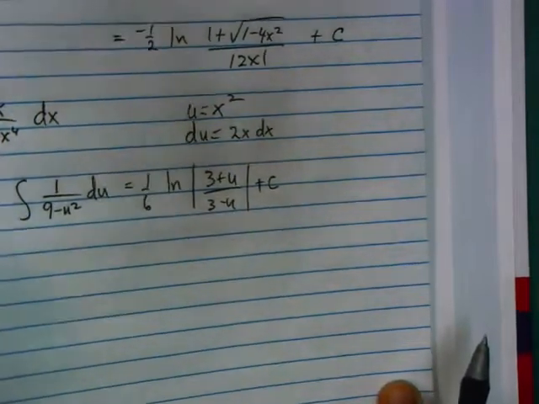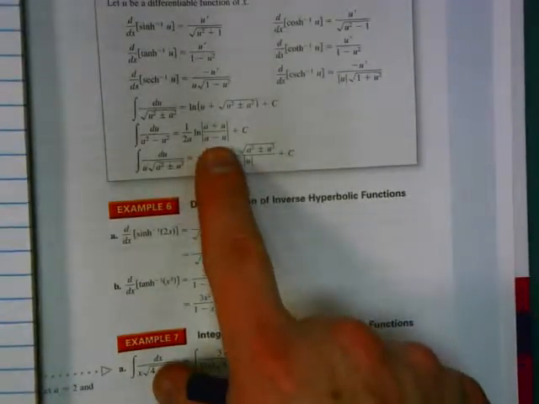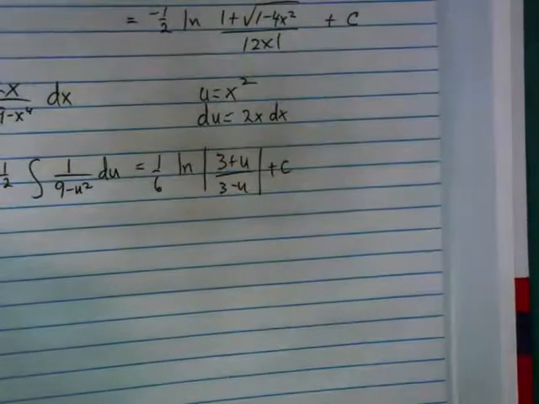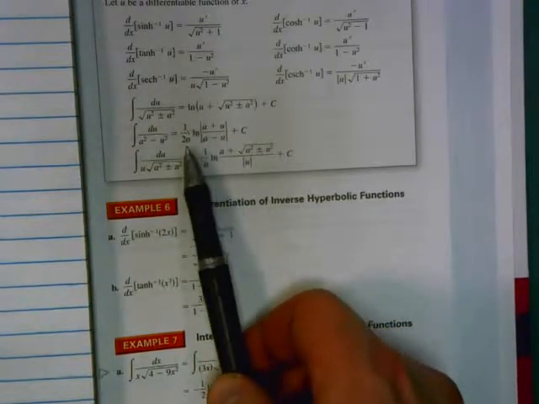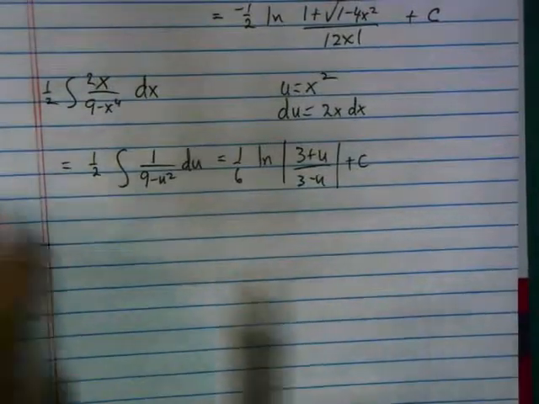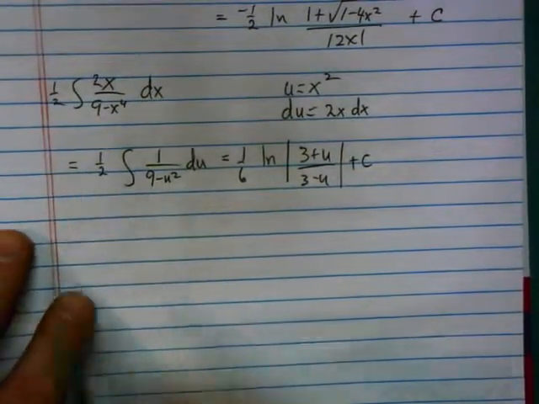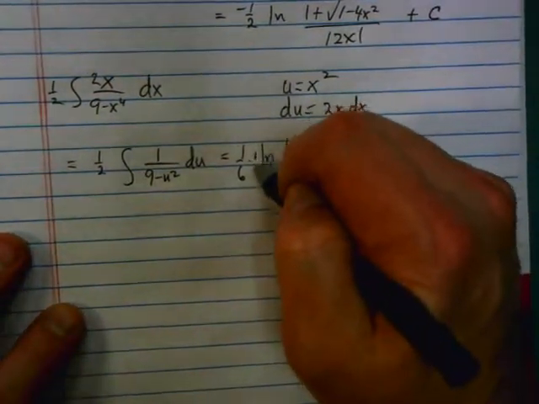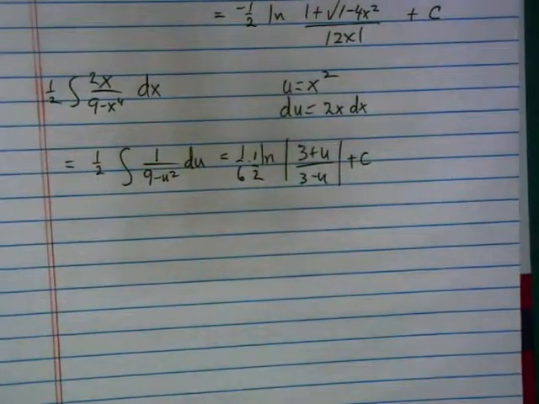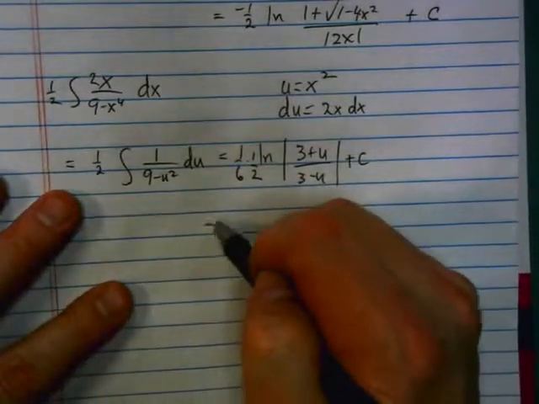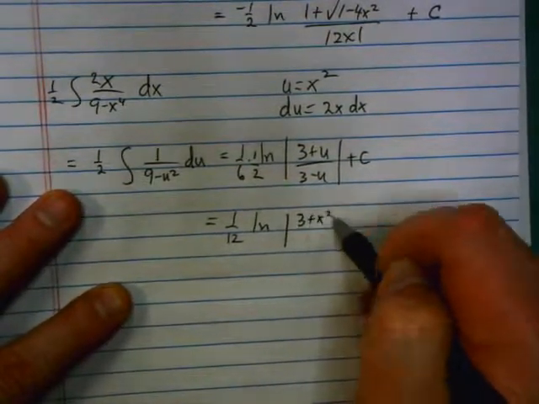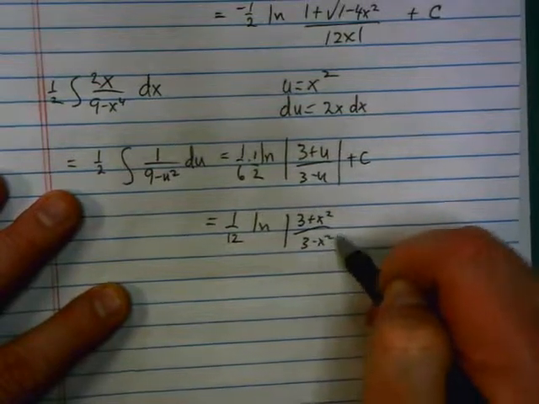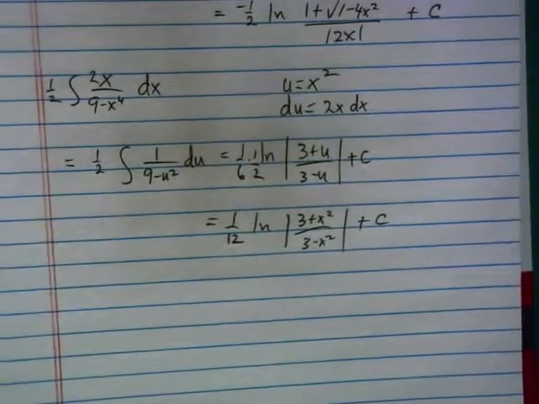Do you have to pull out a 1/2 to the 2x dx? So 1/12? Oh, I'm missing a 1/2, aren't I? Right, because I should have 1 over 2a. That's 1/6 right there. But then I have another 1/2 over there, don't I? Yeah, I forgot a 1/2. We can sneak that right in there. Thank you. 1/12 ln 3 plus x squared divided by 3 minus x squared plus c.